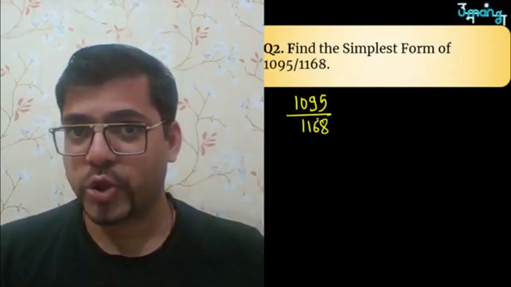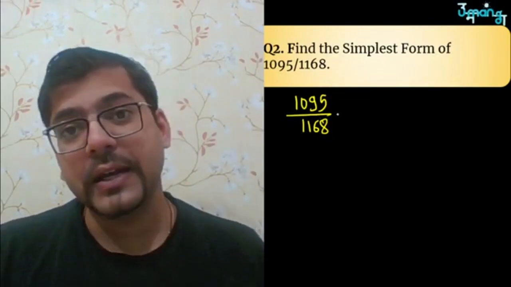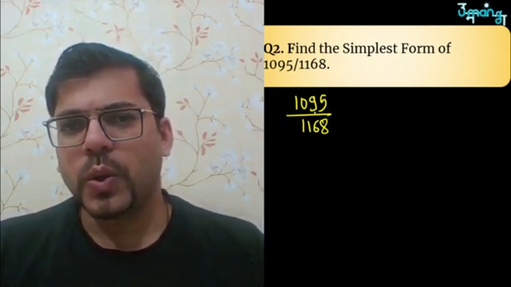Now 1095 upon 1168. If the question is asking simplest form, there must be a number which might be dividing both of them. That should be there. But the tricky part is, what is that number? We really do not know. So this means that we'll have to do prime factorization for both of them. Okay. So let's do the prime factorization for both of them one by one.